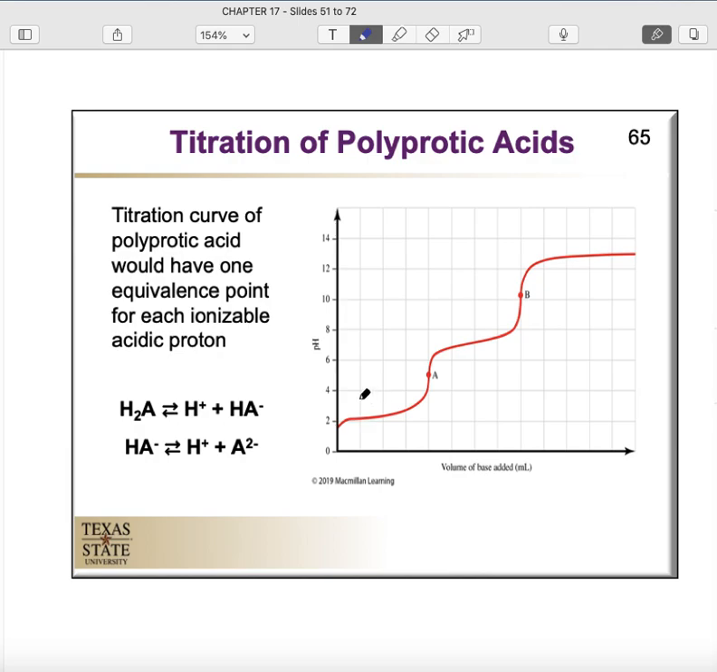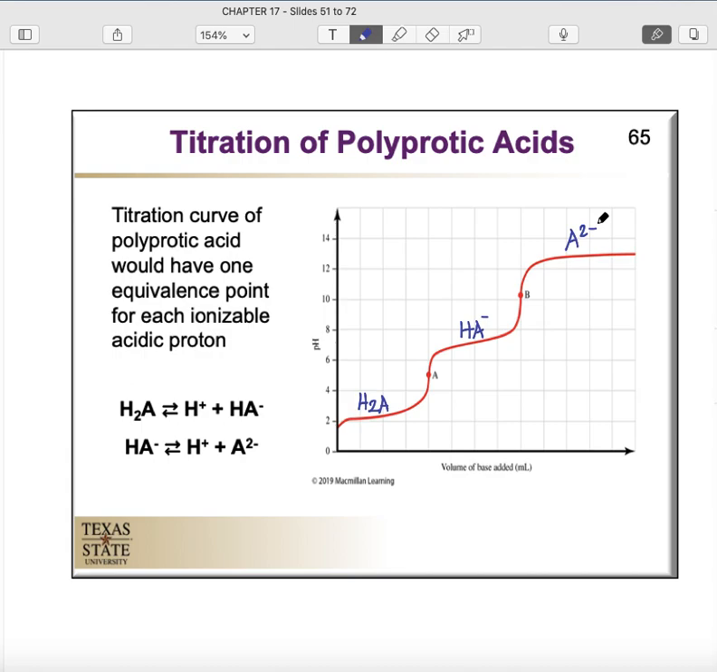At the beginning here, the component that is most representative is the H2A. Once I reach the equivalence point and pass the equivalence point, the substance that is present in most concentration, if you would, is going to be the first conjugate acid of that, which is HA-. After that, we're going to pass to the second equivalence point, and the substance that is going to be present is going to be A2-.